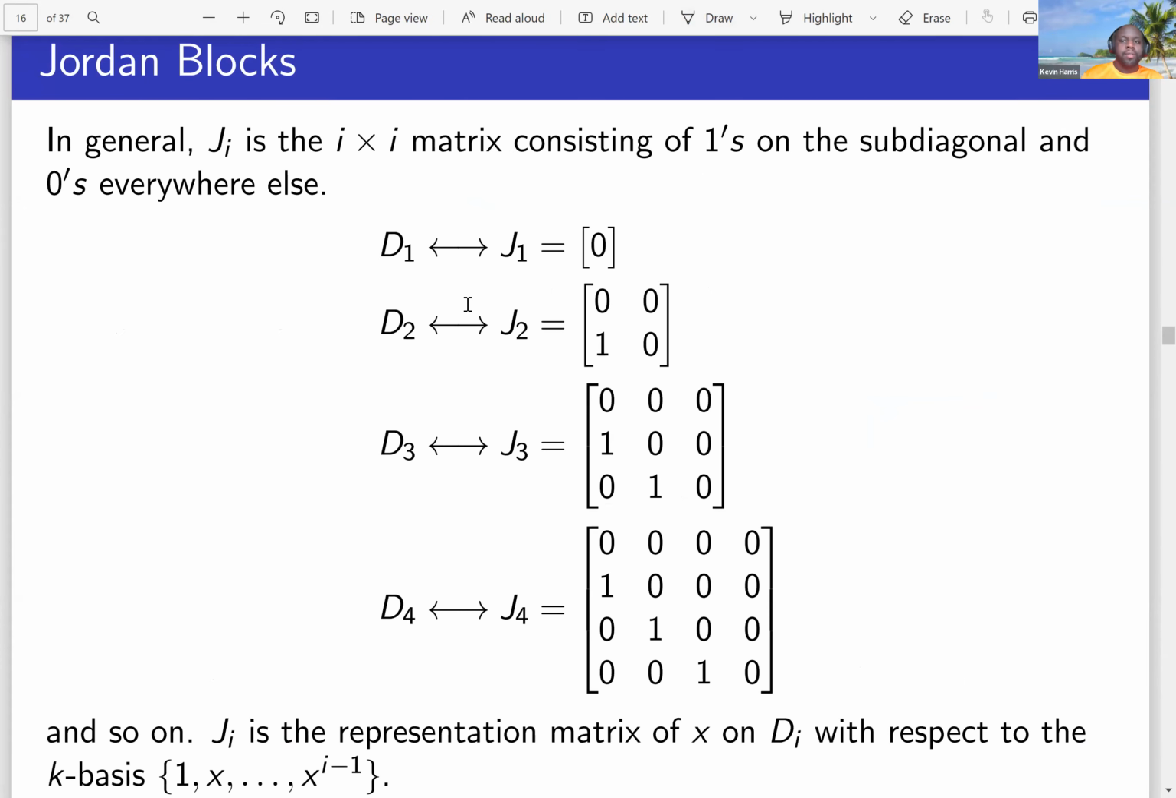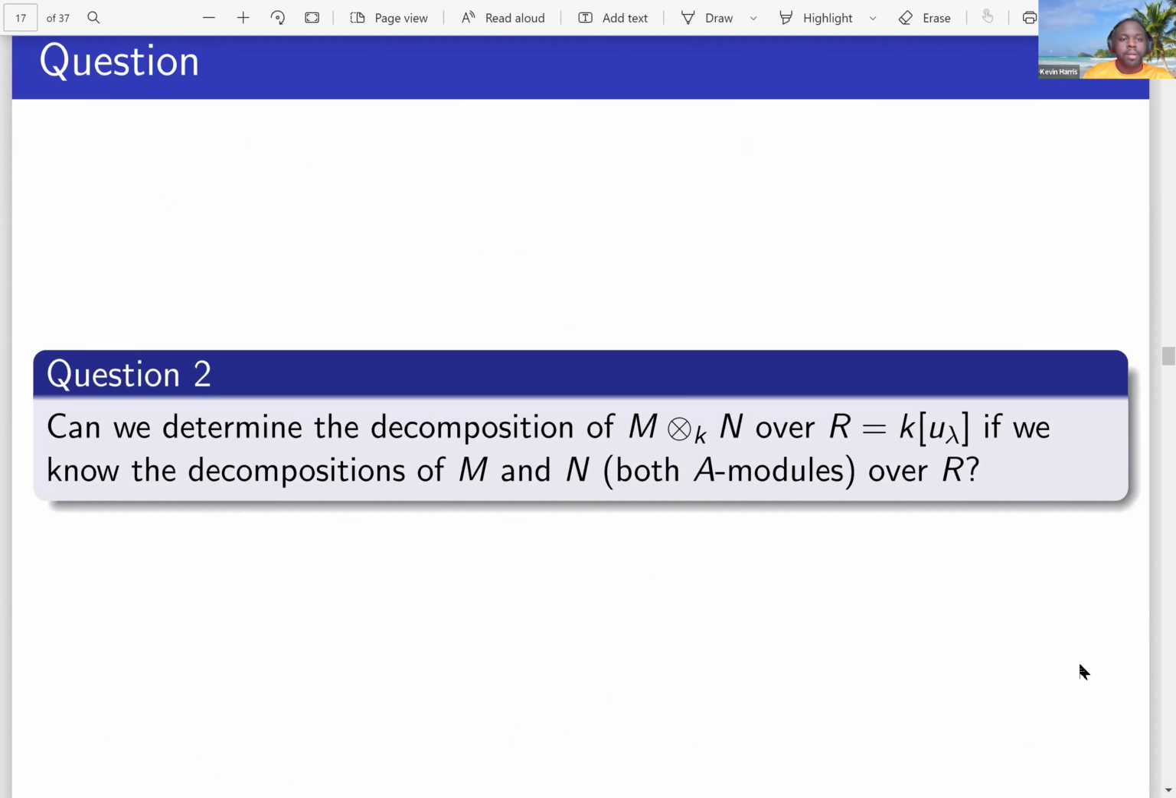So we have that these Jordan blocks are just I by I matrices, or J sub I is an I by I matrix with ones on the subdiagonal and zeros everywhere else. So this is of course what the representation matrix for D1 would look like, and for D2, D3, and so on and so forth. And so there's nothing at the bottom.